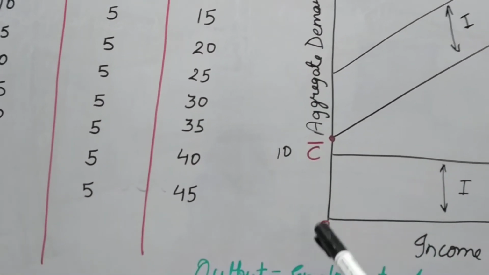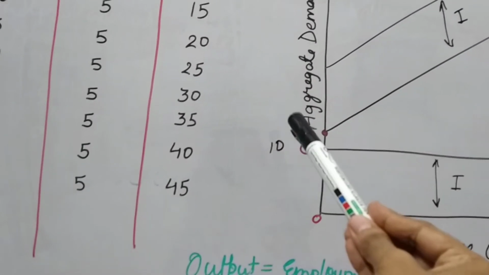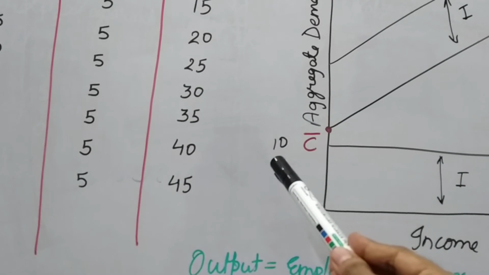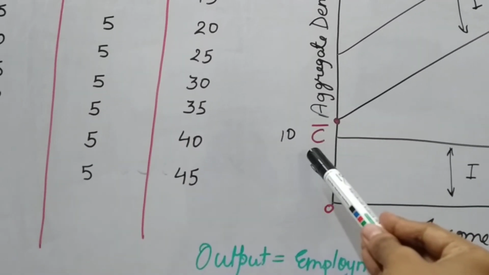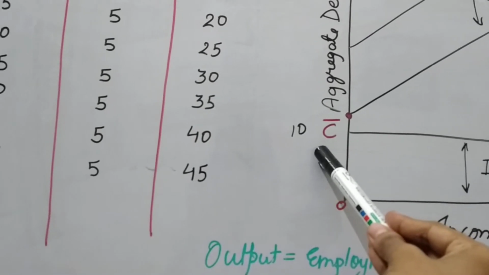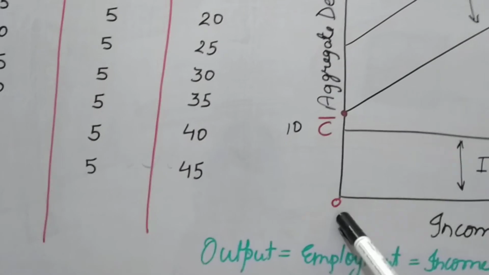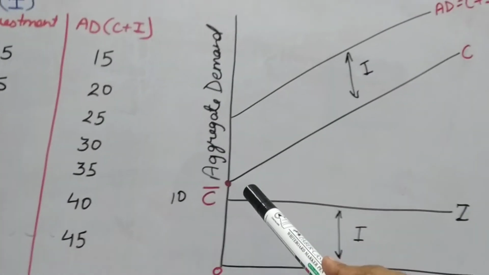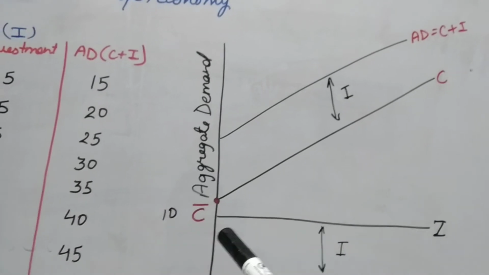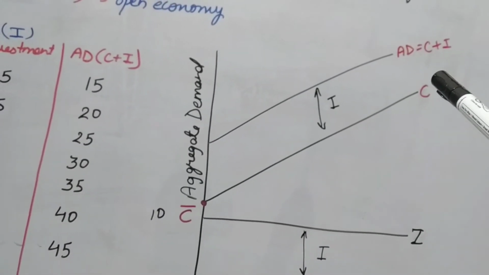Why 10 units? Always remember, if the income is 0, still some level of consumption will be there in the economy for survival, and that type of consumption is always known as autonomous consumption, C bar. Autonomous consumption is that consumption which is consumed by the consumer when income is 0. Okay, this is your autonomous investment. Now this is the C curve. Income increases and consumption also increases, and C plus I, that is your aggregate demand curve.